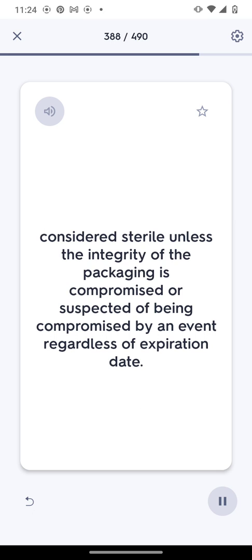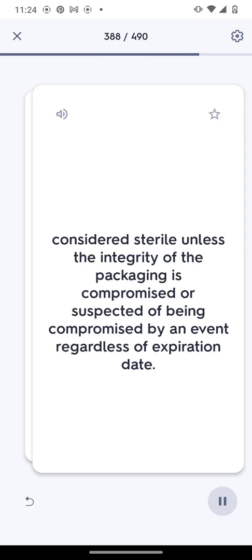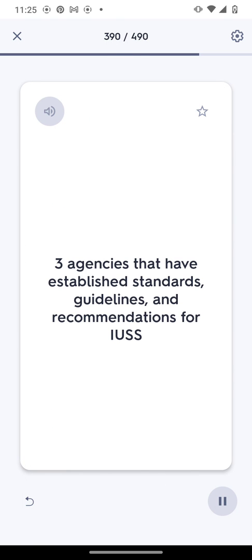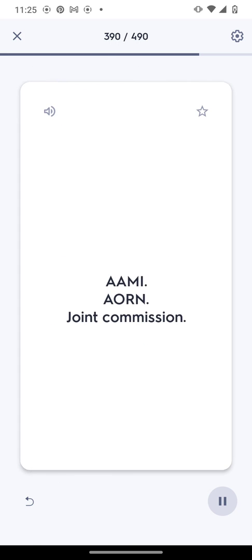Sterility is event related: a package is considered sterile unless the integrity of the packaging is compromised or suspected of being compromised by an event, regardless of expiration date. FIFO: first in, first out. Three agencies that have established standards, guidelines, and recommendations for IAS: AAMI, IAHCSMM, and the Joint Commission.